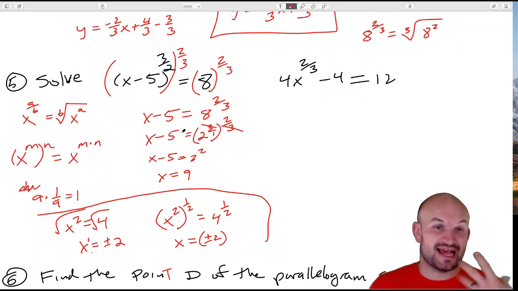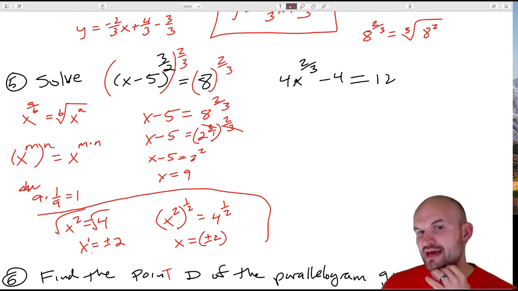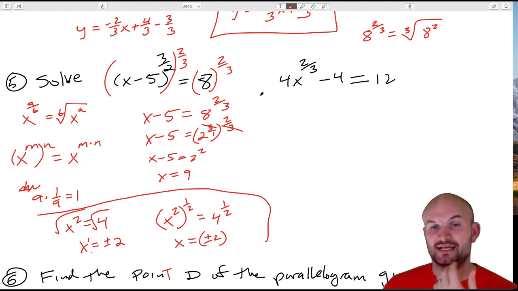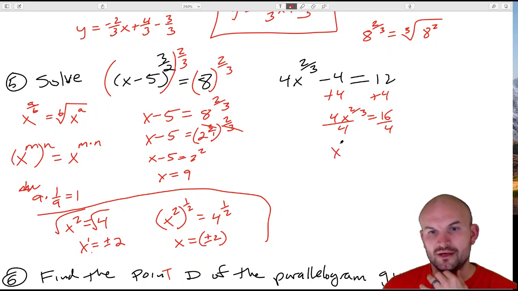So that is when you have an exponent that is isolated. In this case, we can't really do that because my exponent's not isolated, so I need to isolate it. I'm going to add 4 to both sides. I get 4x to the 2/3 equals 16. Divide by 4, divide by 4. X to... what happened?